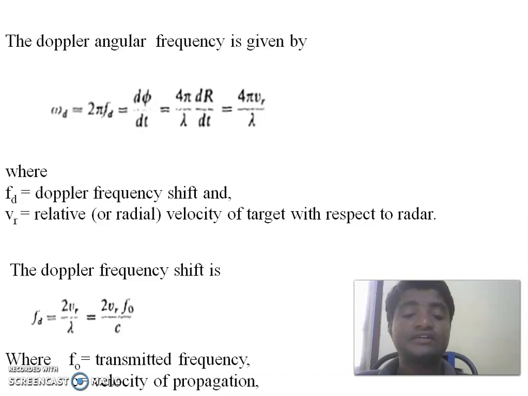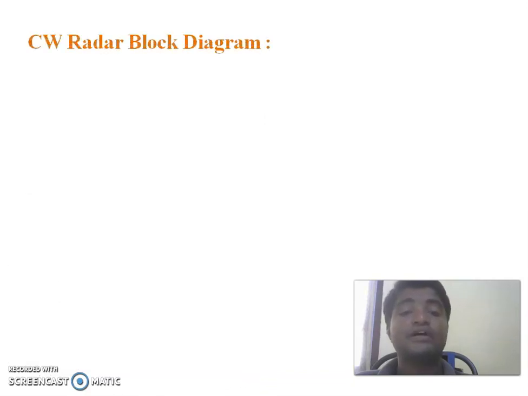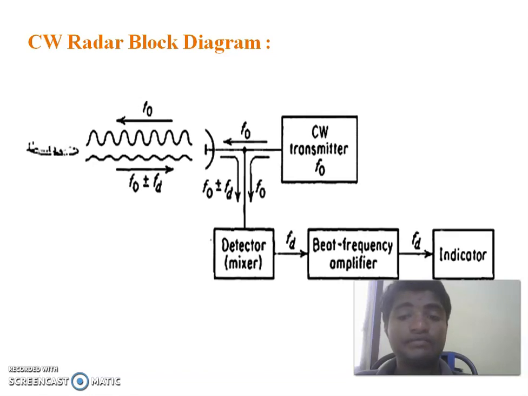And next we will discuss CW radar operation. What is the block diagram of CW radar and how it works. All these things will be studied in this concept. We will see the radar block diagram. The radar block diagram consists of a CW transmitter. It generates a continuous wave with a frequency of f0, and this signal is radiated with the help of the antenna.